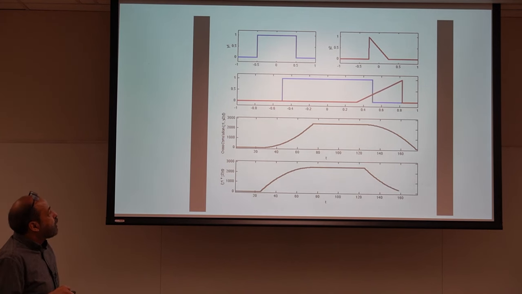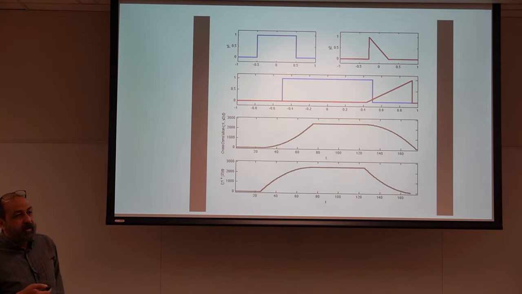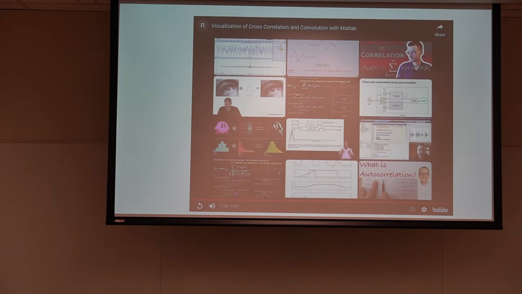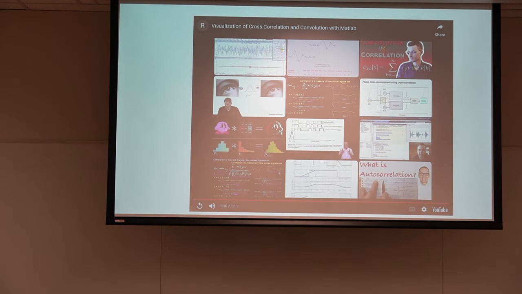So what is this good for, or what's the intuition actually behind doing convolution, or more technically, cross correlation? Let me show you.